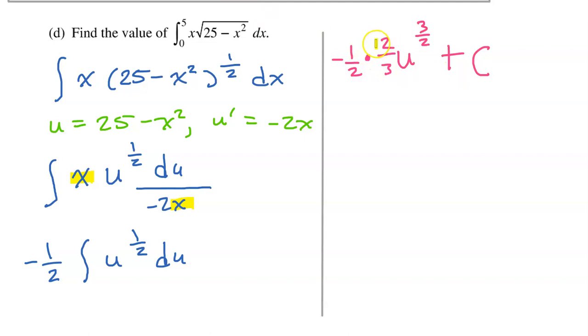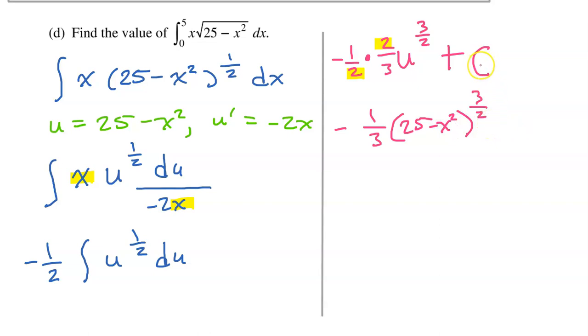Notice that we have a 2 in the numerator and a 2 in the denominator. These will cancel each other out. So I'm going to end up with negative 1/3 in the front. So I think now is a good time to substitute for u, because u is 25 minus x squared. So let's go ahead and write 25 minus x squared again.